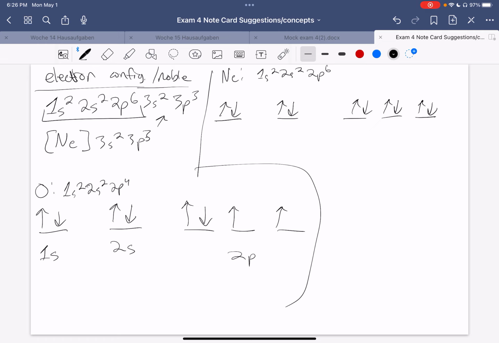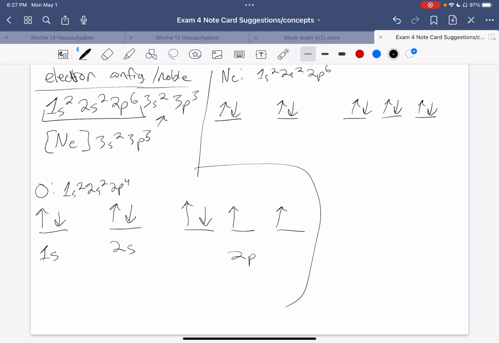So the special stability that comes with a noble gas can be explained due to filling up the orbitals. We see that every single orbital is completely filled. And that's just a rule. Whenever things are completely filled, they're just extra stable because there's nothing to react.